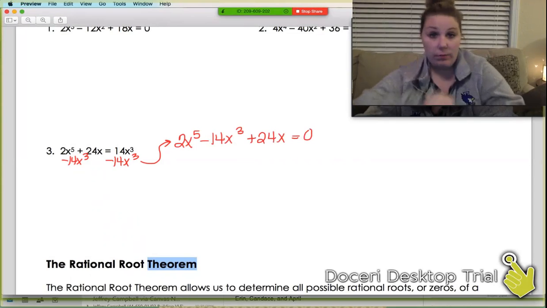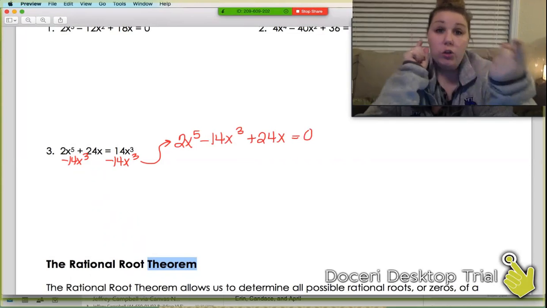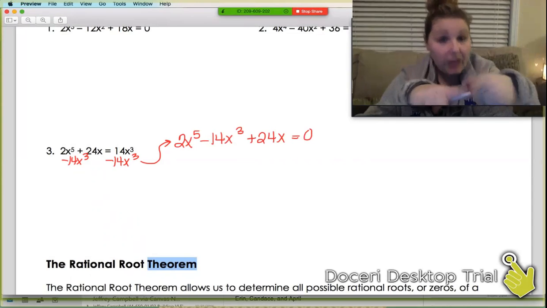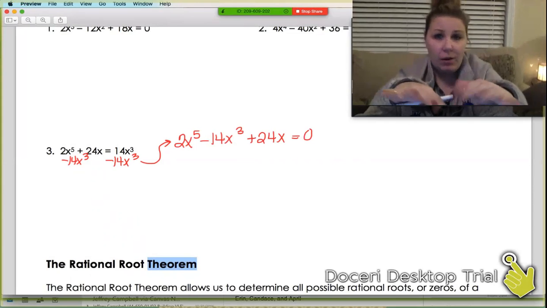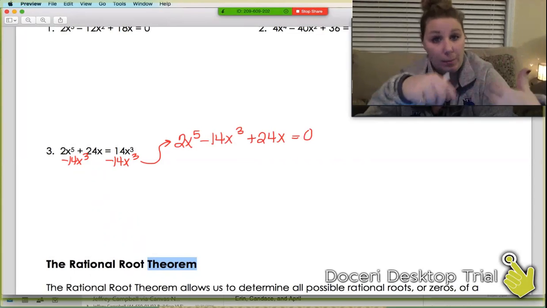equals 0. So now from here, you're going to look for a GCF, and then you're going to try to factor what's left. Take just a second, pause the video, and try it yourself so that you can come back and check it.